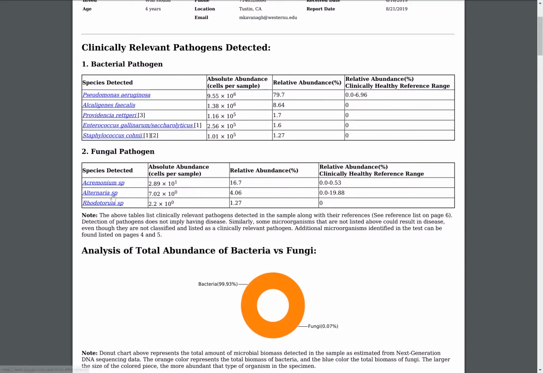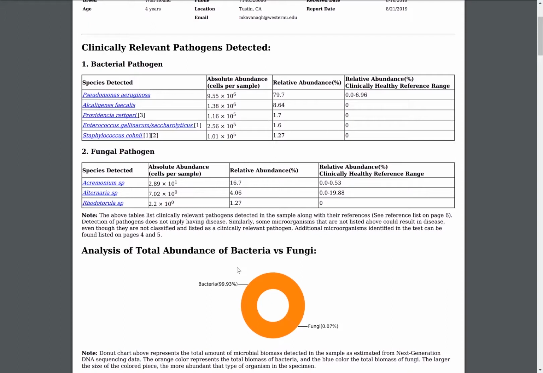Below it are the fungal pathogens. These are the different funguses that are identified, and just like the bacteria, it gives you an absolute number next to it in the left column. In the middle column, it gives you a percentage of funguses that were identified, and then in the right would be a relatively healthy dog.